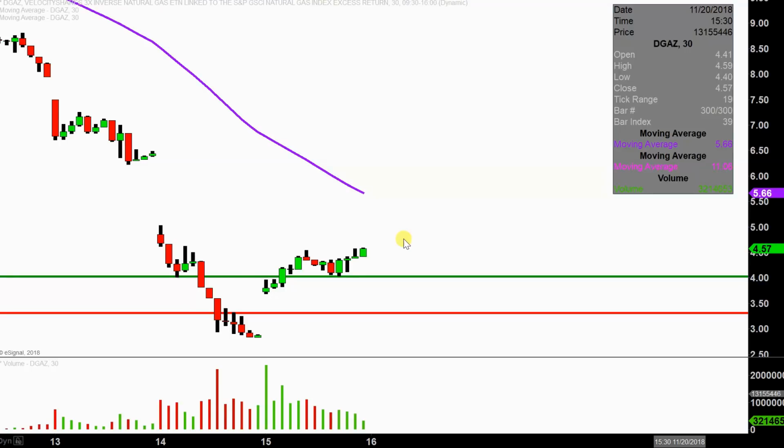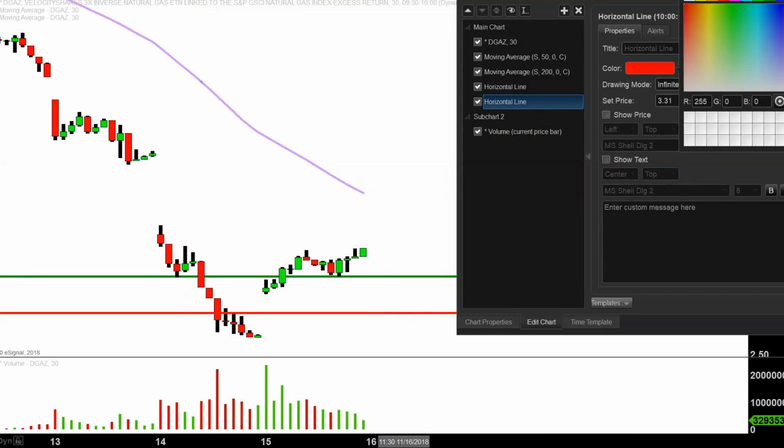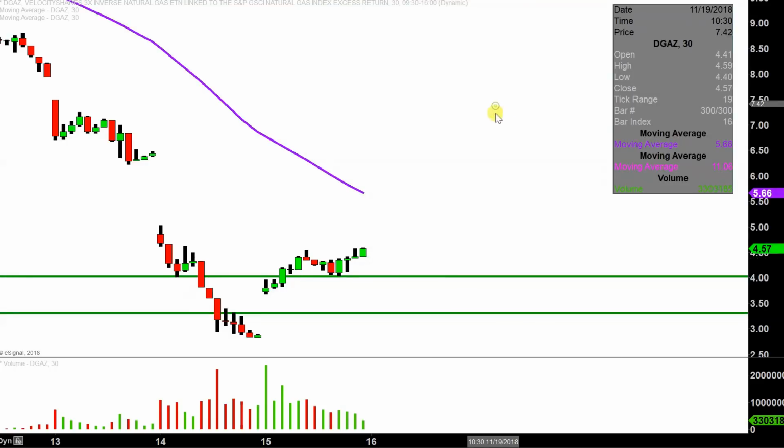Don't get me wrong, if the price falls below 4, it's not game over or anything like that. It doesn't mean the entire chart's ruined, because that's where this next level comes into play, down here right around $3.30. Again, same exact principle. Resistances tend to act as support, but I would definitely consider this a must hold. Why would I say must hold?